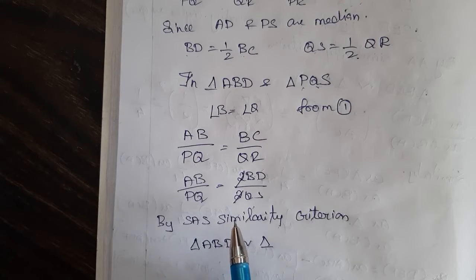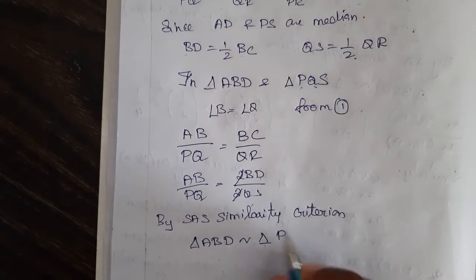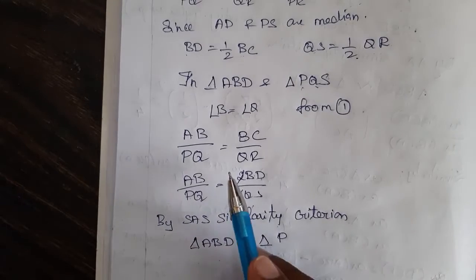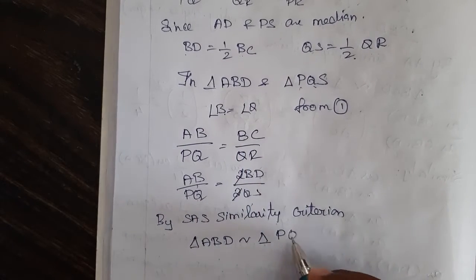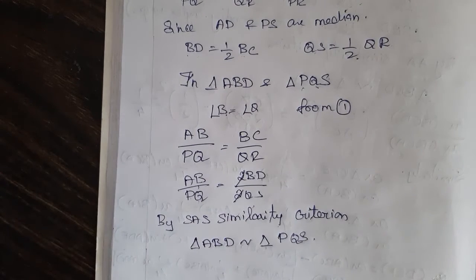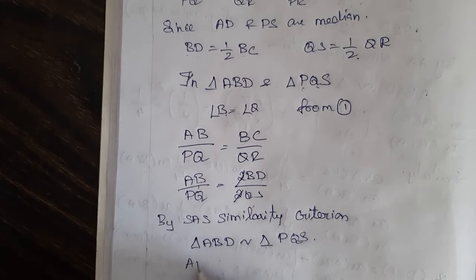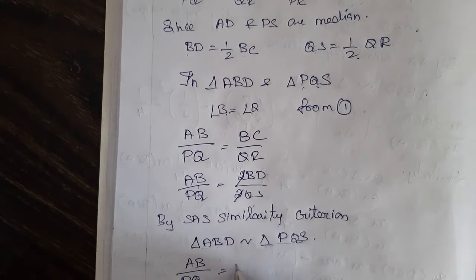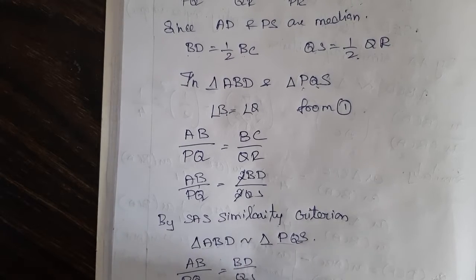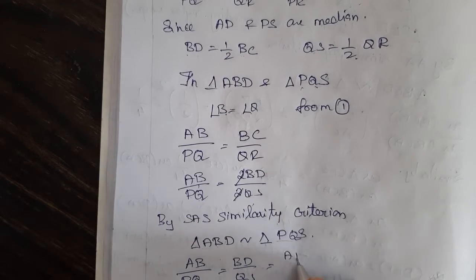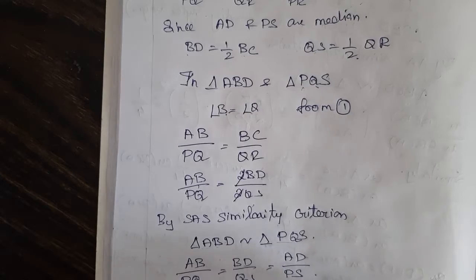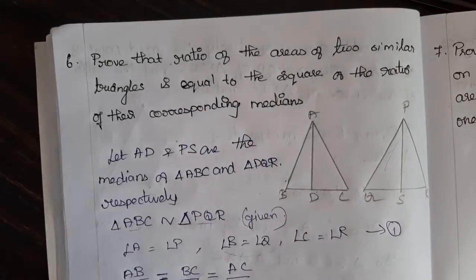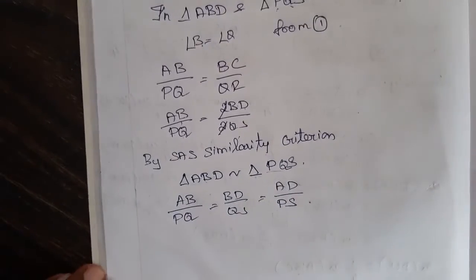A corresponds to P, and B corresponds to Q, and the rest follows, right? These two are similar. So AB by PQ is equal to BD by QS, which is equal to AD by PS. Now we have to prove the square of the ratio of the corresponding medians. So the median squared is also what we have to prove equal.